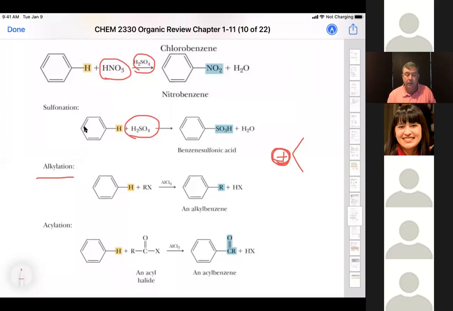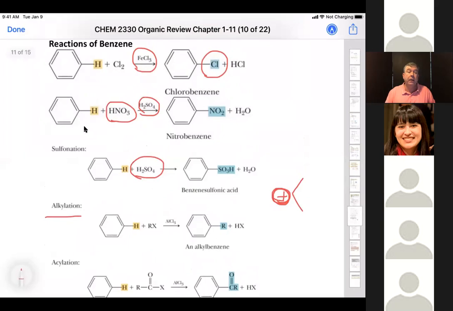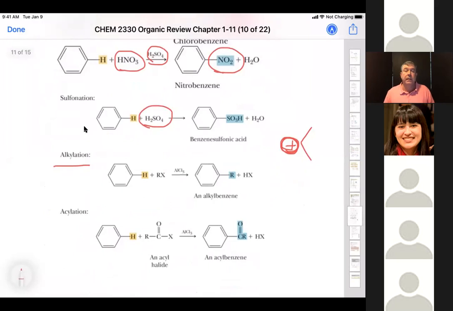And we also need to think about what things are activators and what things are deactivators, and ortho and para direction. For example, chlorine is slightly deactivating, but an ortho para director. This one is strongly deactivating and a meta director. So don't forget the direction and the activation and deactivation.